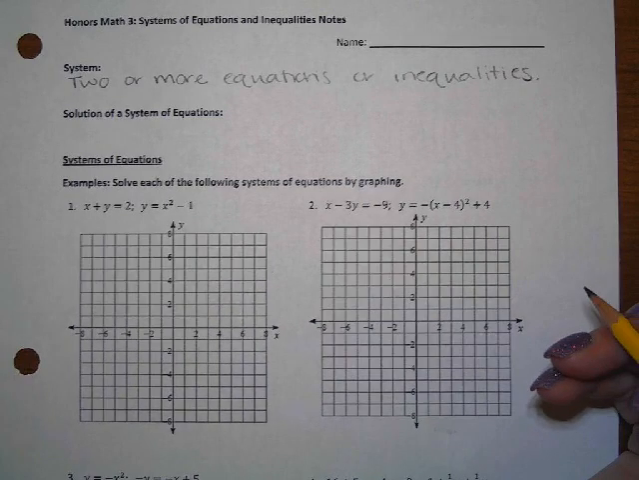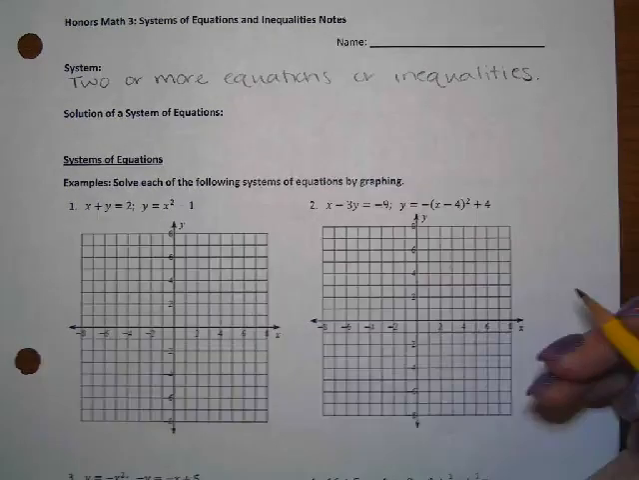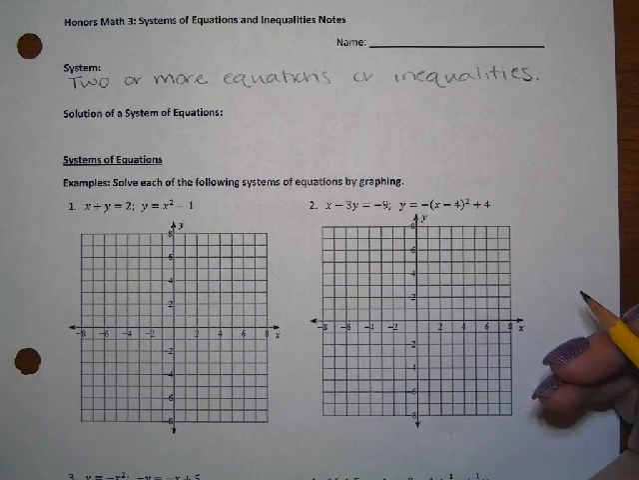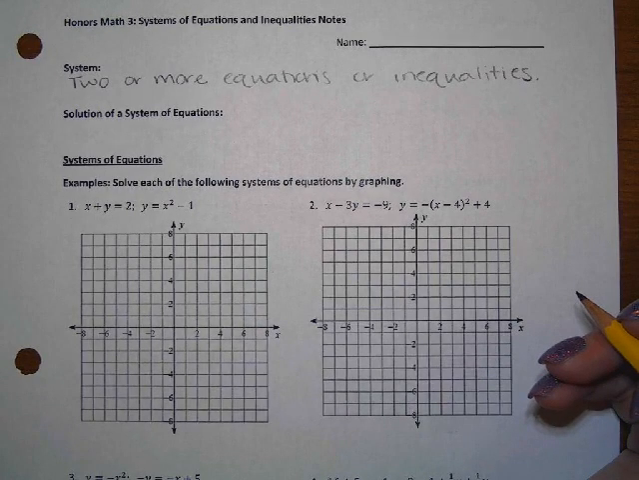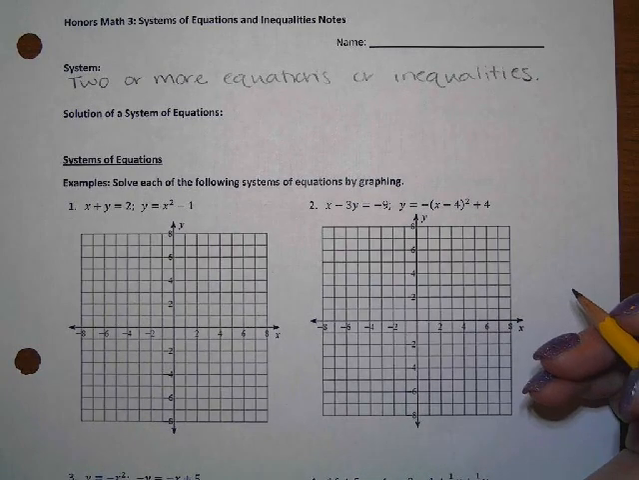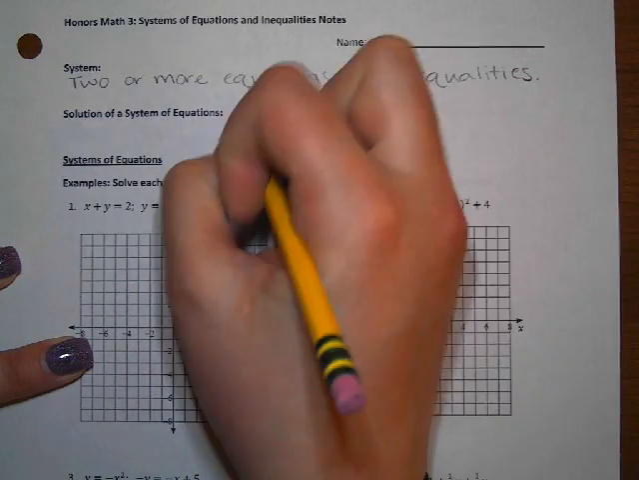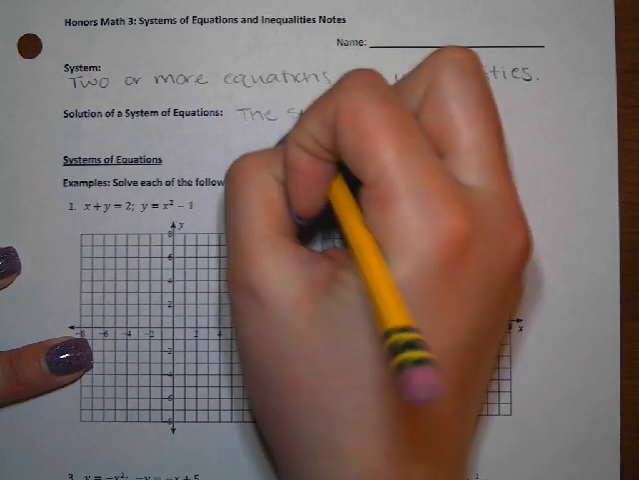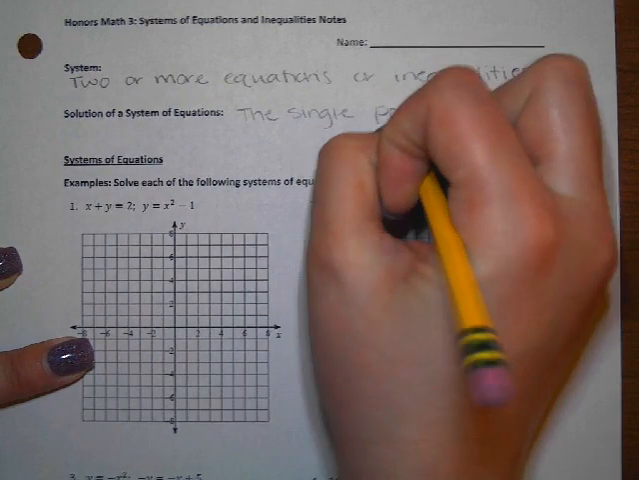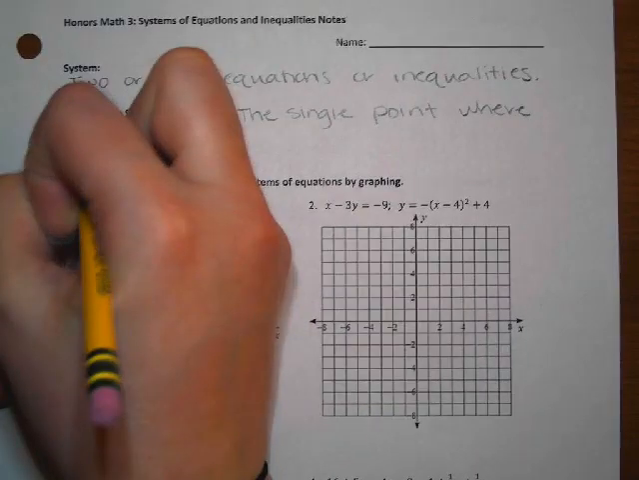What a solution to that is. So you learned about this probably in Math 1. You learned how to do the substitution method and the elimination method. You would graph them and see something about them. It's where they meet. So we're going to say it is the single point where the equations meet.